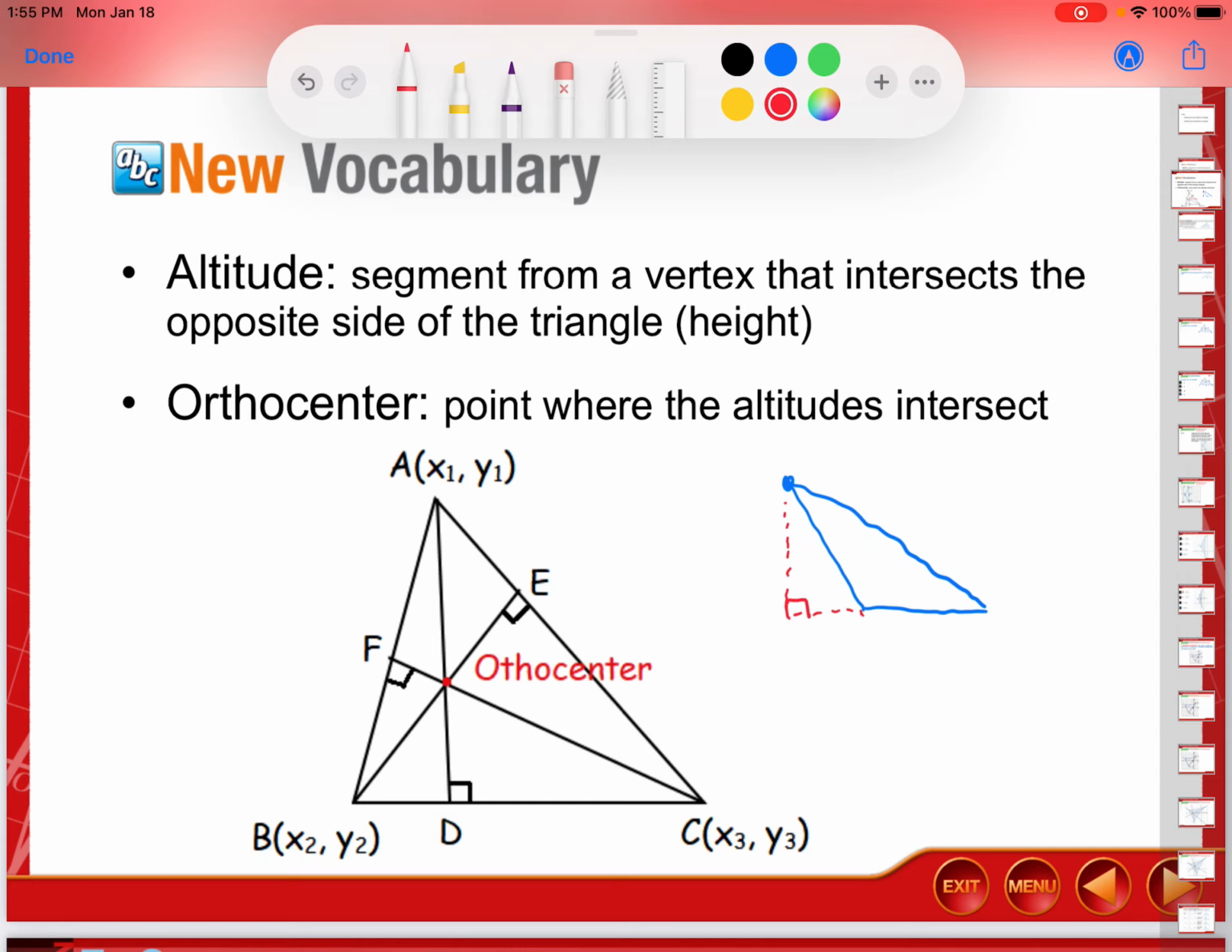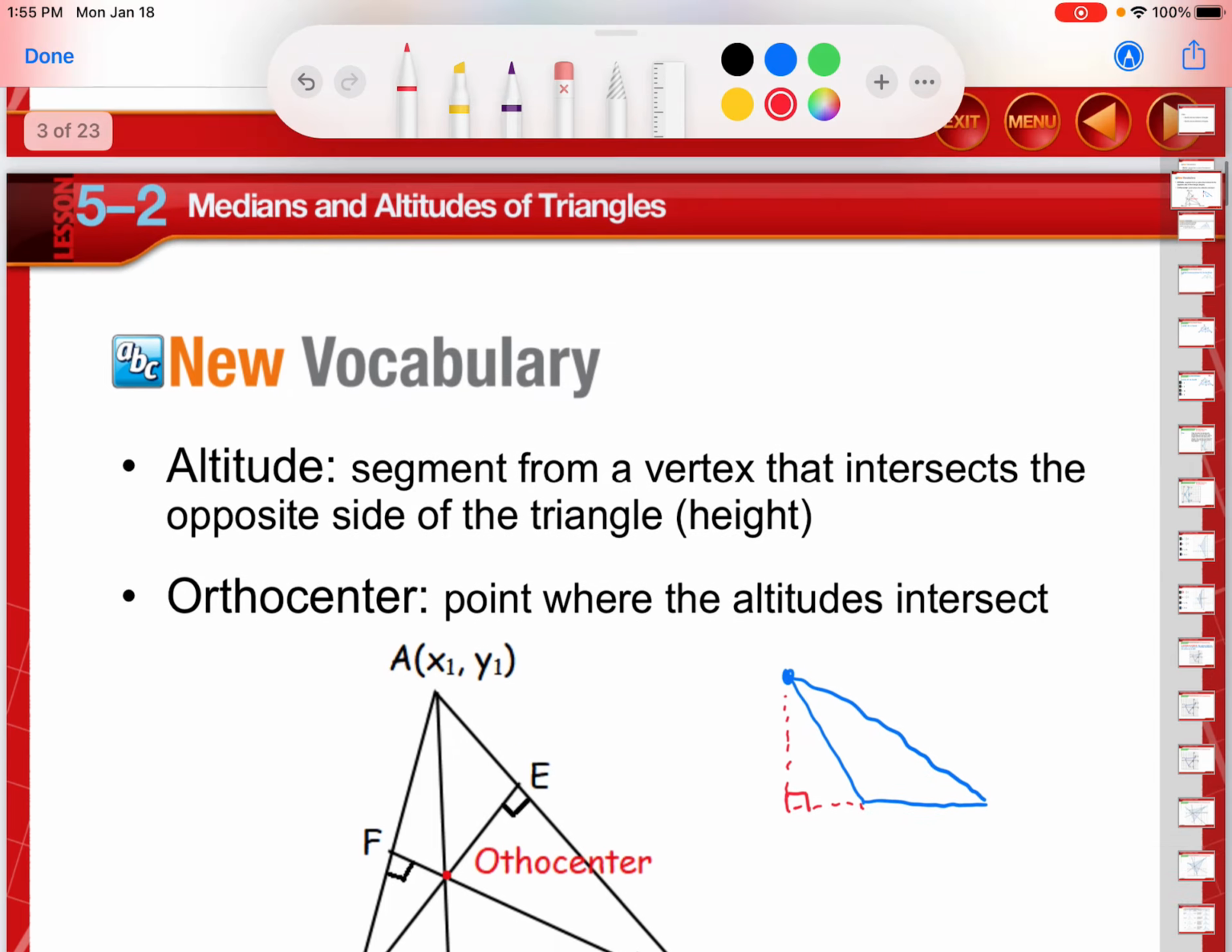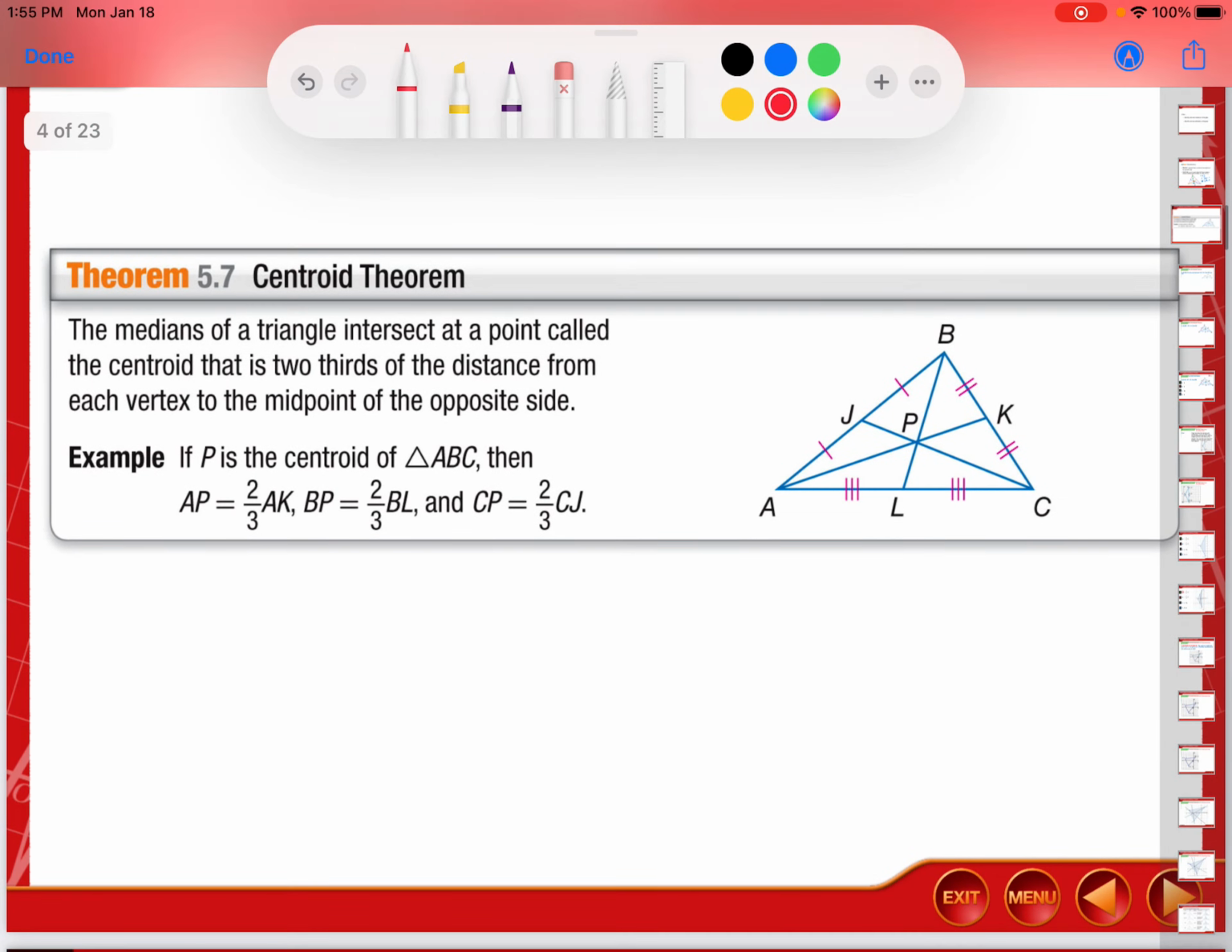The orthocenter is the point where all the altitudes intersect. And the orthocenter is not as cool as the centroid. It doesn't cut things up into neat little pieces for us. But we will be asked to find a number of orthocenters, which I'm going to show you a trick for in another video. For now, we're going to have to do it longhand, though. So, let's hop into the centroid theorem, I guess.